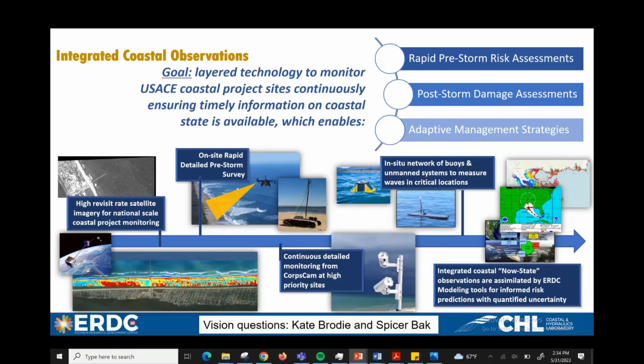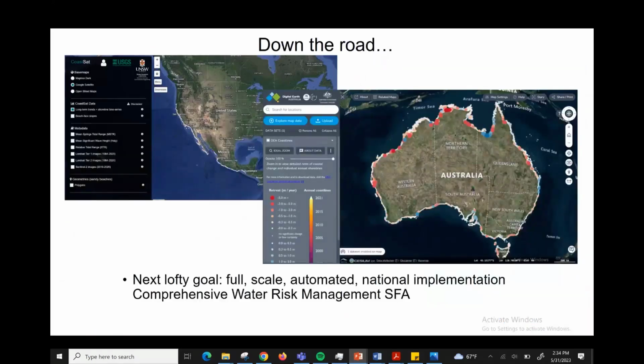And just looking at some other web tools that are out there already. The Australians have been leading the charge, and here's just an example. They've teamed up with the USGS, and you can see in the top left here is their web viewer that shows the average shoreline.